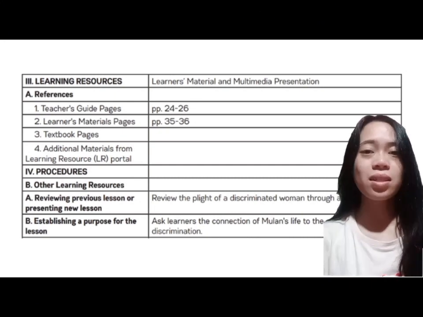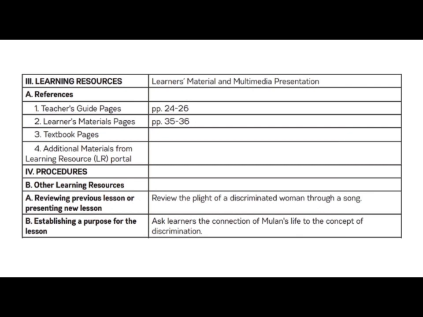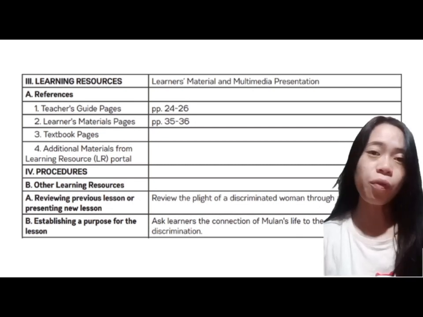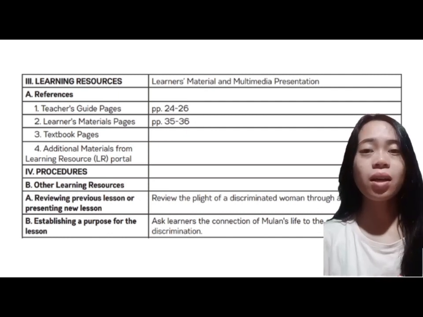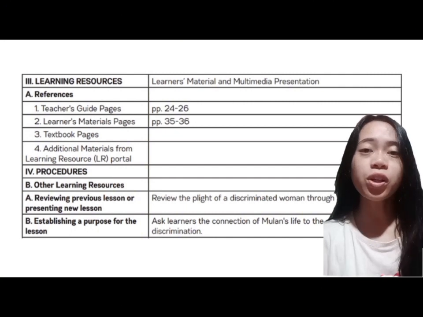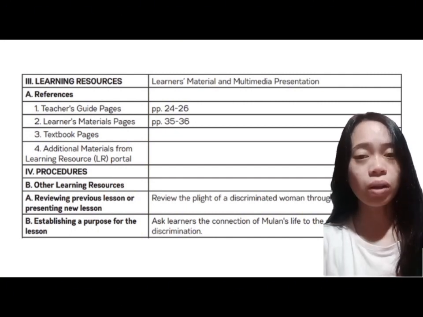So there are the references. Number one to four is the references of the topic or the discussion. Number four is the procedure of the discussion. So B, other learning resource. A is, after to proceed the discussion, the teacher will review the previous lesson or present a new lesson.